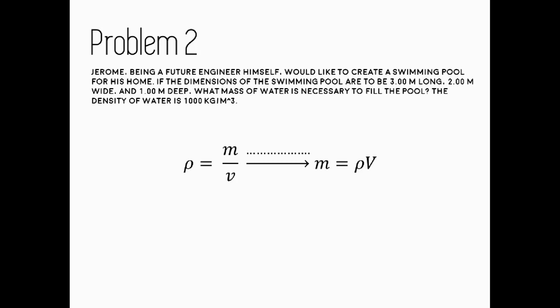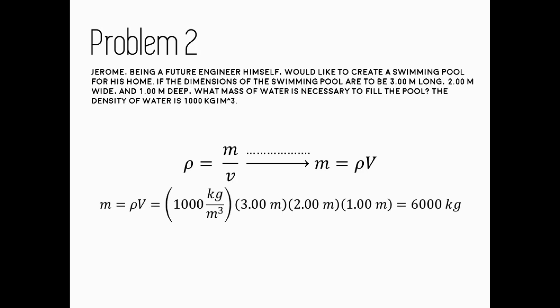The density is given in the problem. Hence, the mass of water required is mass equals density times volume. In order to get the volume, the formula for volume of a rectangle is length times width times height. So, density times volume is equal to 1000 kilogram per cubic meter times 3 meters by 2 meters by 1 meter, and the answer should be 6000 kilogram.